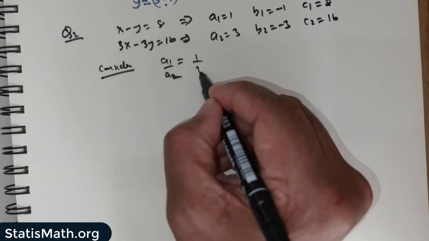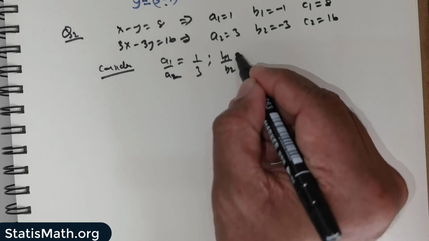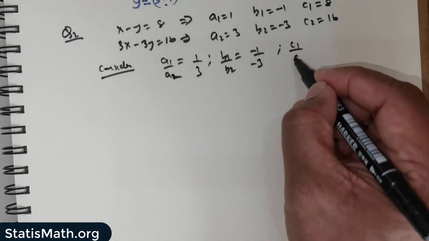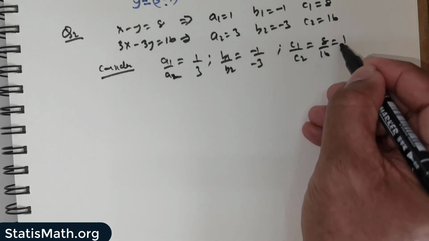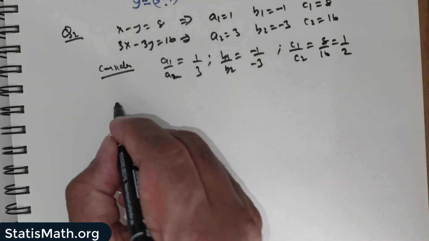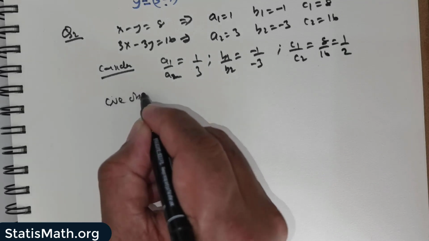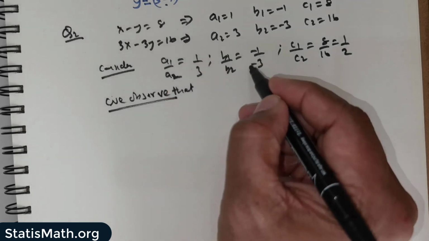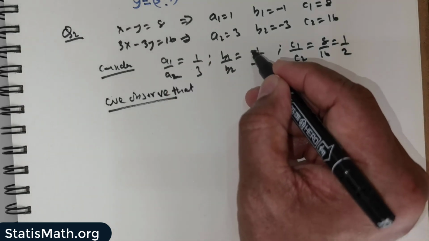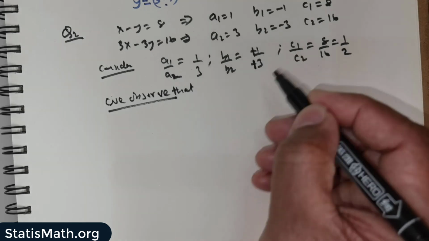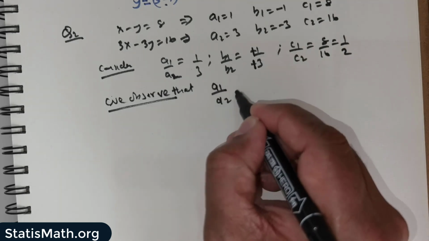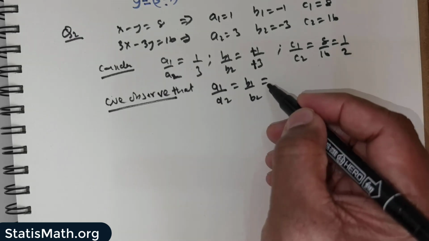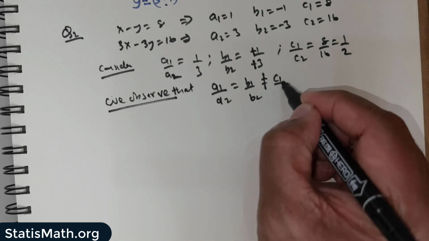Now consider a1 over a2, which is 1 over 3. Consider b1 over b2, which is -1 over -3. And consider c1 over c2, which is 8 divided by 16, or 1 over 2. What do we observe? a1 over a2 is equal to b1 over b2, since -1 divided by -3 is positive. But c1 over c2 is 1 over 2, so this is not equal to c1 over c2.